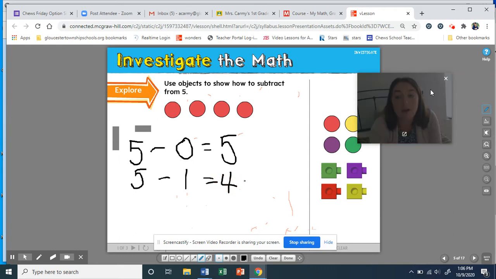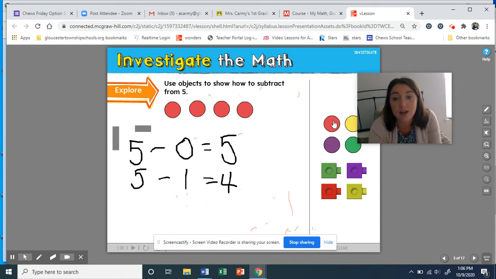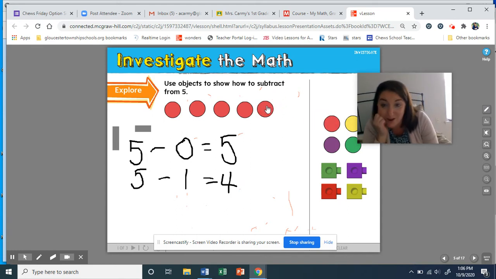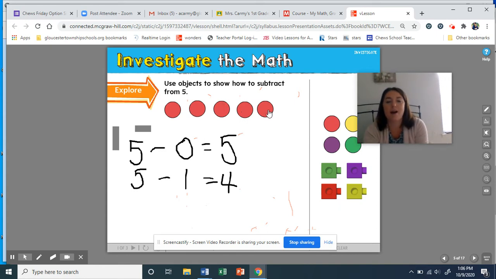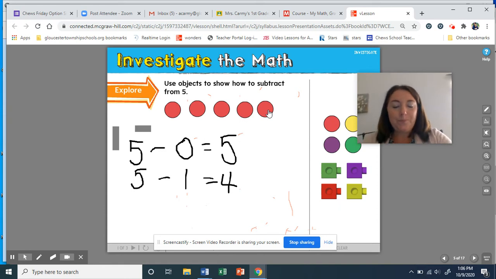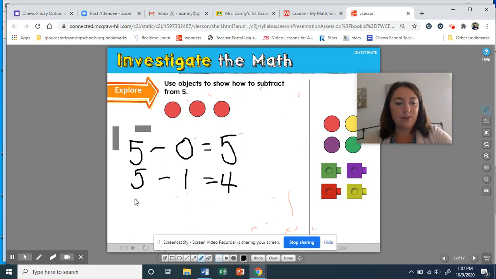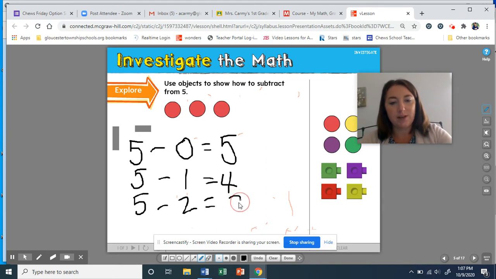All right, so when we subtract, we always start with the highest number, and we know we're starting with 5. So now I have 5 red counters again, 1, 2, 3, 4, 5, and I want to take away 2. Okay, so I'm going to get rid of 2. 1, 2. So now I know I have 5 minus 2. Equals what, boys and girls? Well, let's count how many counters we have left. 1, 2, 3. So 5 minus 2 equals 3.